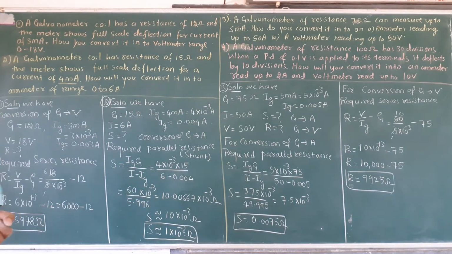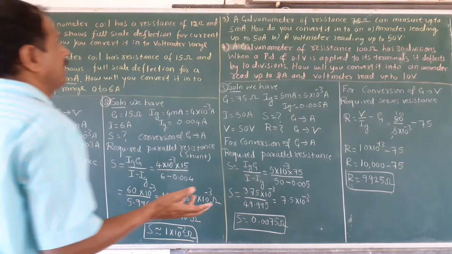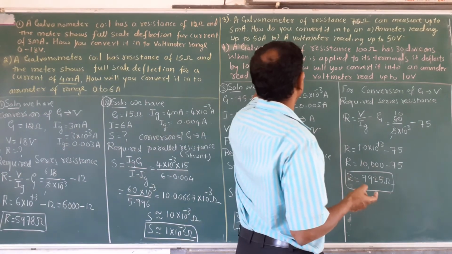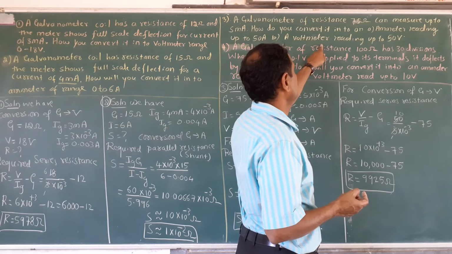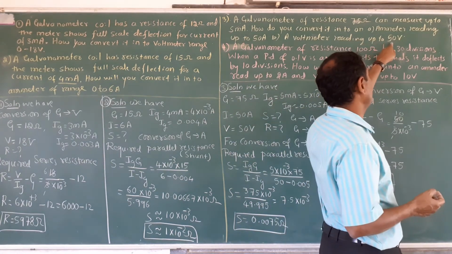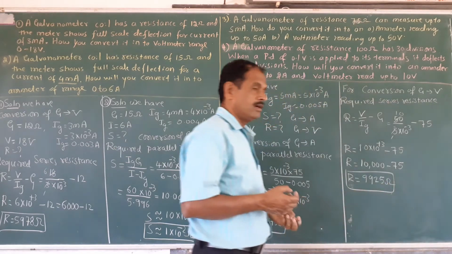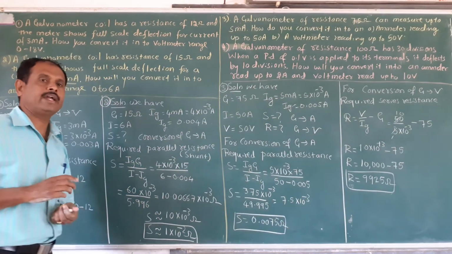Then you have to write here: how do you convert a voltmeter reading up to 50 volt? That point must and should be written.